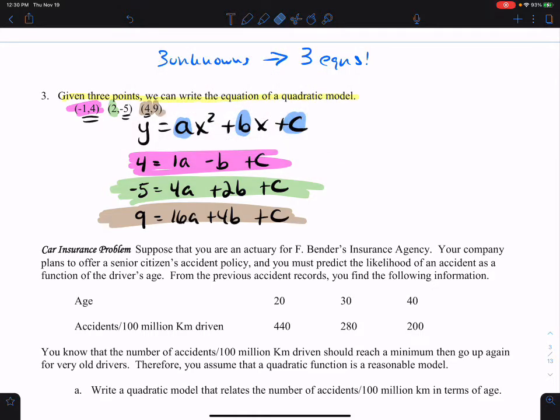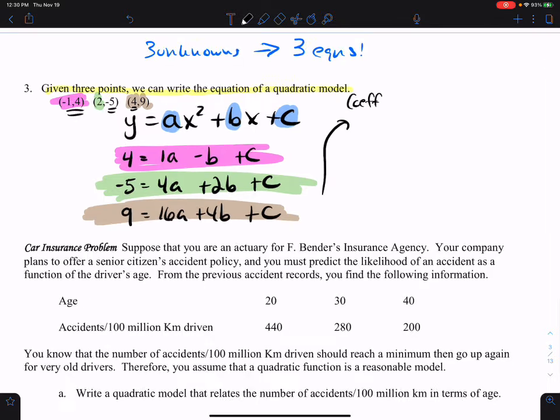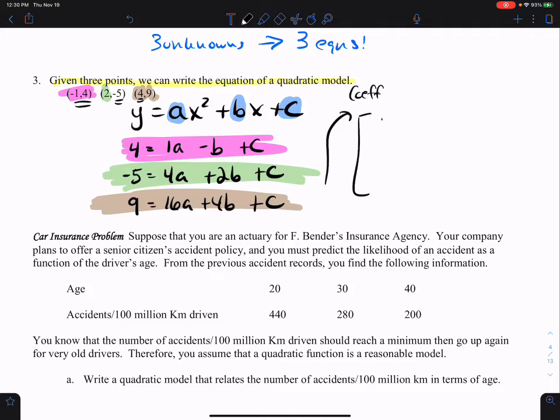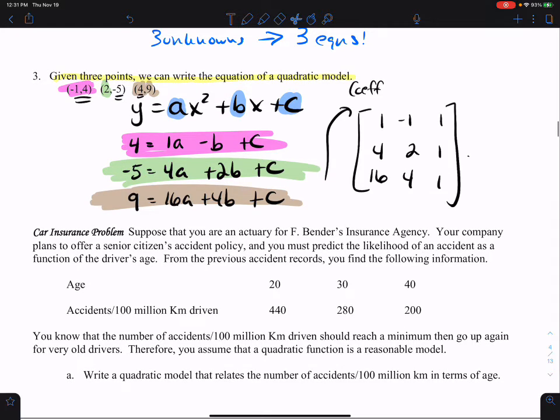So just like a refresher there, if I want to turn this into a matrix multiplication problem, our first matrix are the coefficients. So 1a minus 1b plus 1c. So those coefficients are 1, -1, and 1. The coefficients of the green equation are 4, 2, and 1, 16a, 4b, and 1c. Then we always multiply by our variable matrix next.